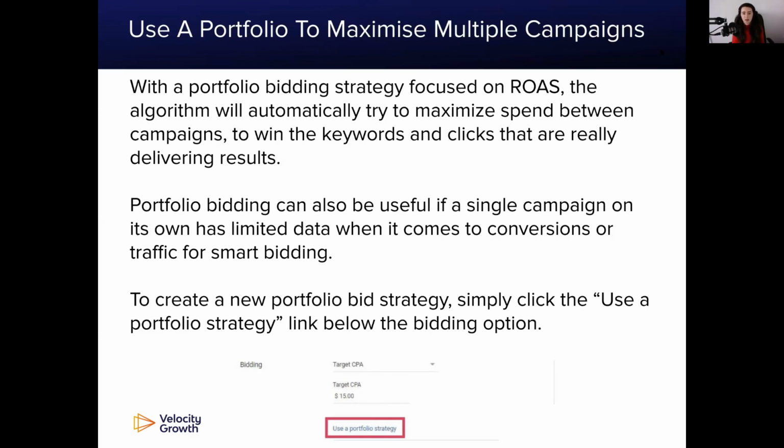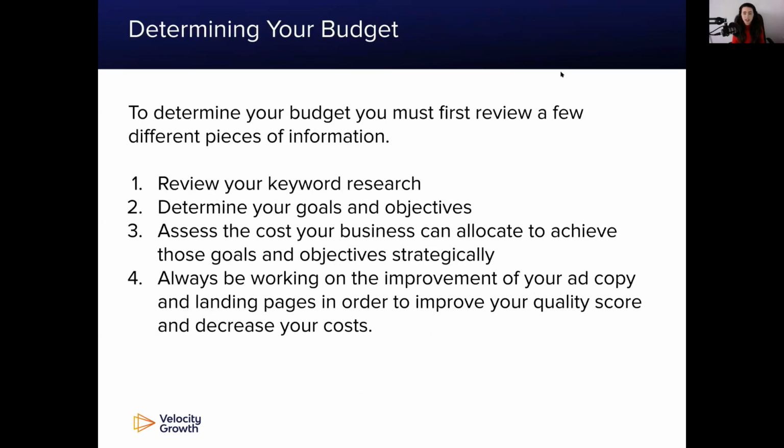Portfolio bidding can also be useful if a single campaign on its own has limited data when it comes to conversions or traffic for smart bidding. And to create a new portfolio bid strategy, you can just simply click the use a portfolio strategy link in the bidding options. You can also do a lot to determine your budget.